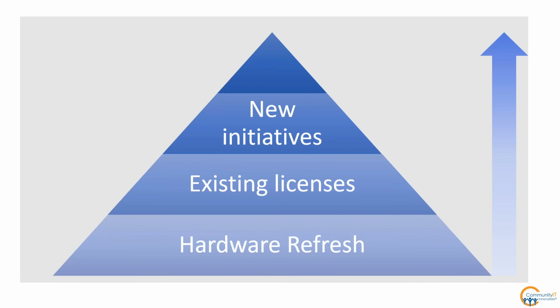And then also existing licenses, you have to budget for keeping those licenses. That's sort of like keeping the lights on. That's just paying the utility bill basically. And then from there you would budget new initiatives.